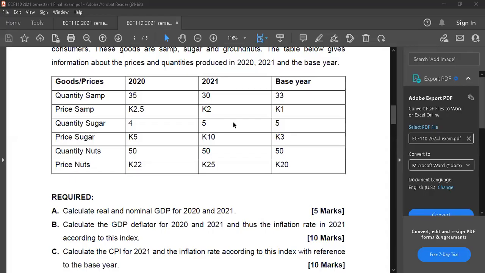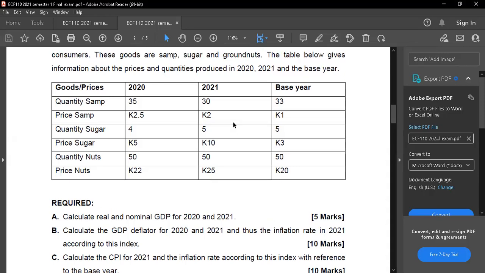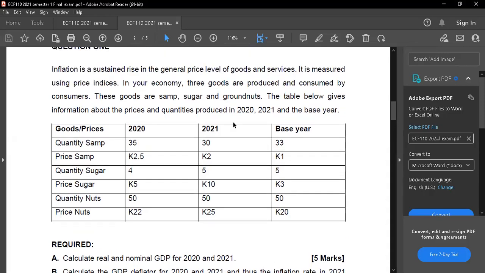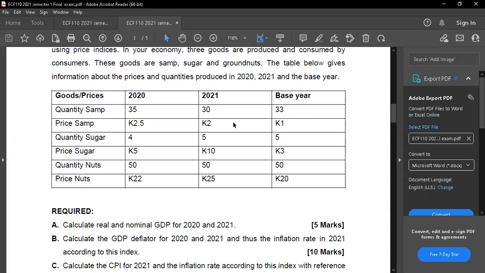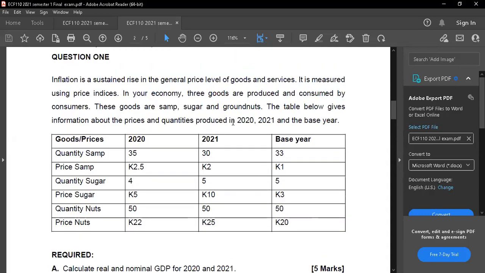So let's look at this one. Yeah, we have quantities. Mr. Duncan, the previous one, you said you wanted to talk about something on the last GDP question, the deflator, which is also in this one. So I thought it's better I do this one. All right.